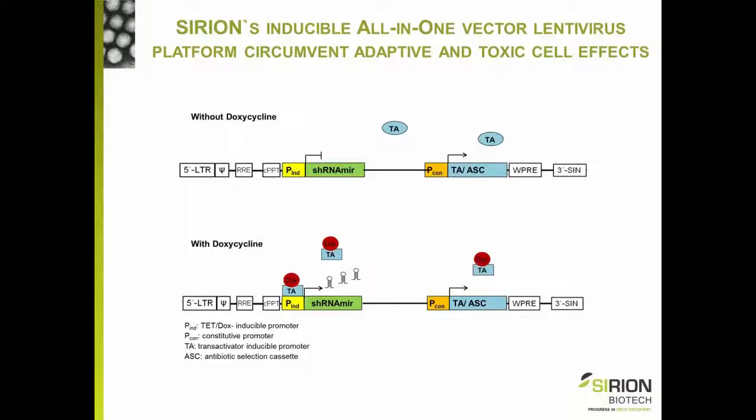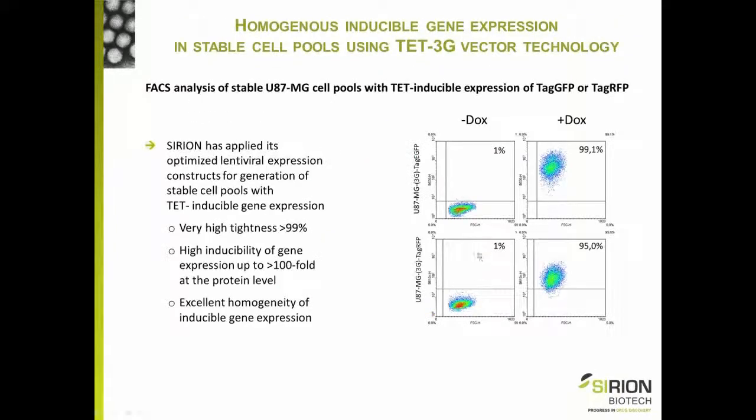What does it look like in real life? Again, FACS profile. This is without doxycycline. This is a TAG GFP stable cell pool. It's not a cell line, it's a cell pool. And you see here, if you add doxycycline, you get a more than 100-fold increase in protein expression, and what is really nice is that the shape of the cell population stays homogeneous.